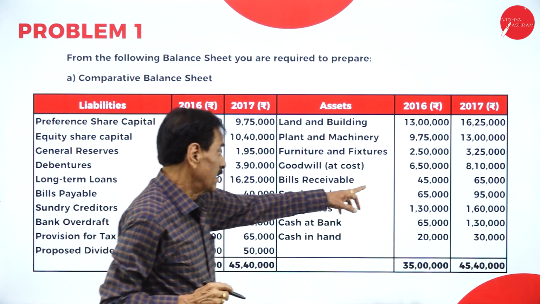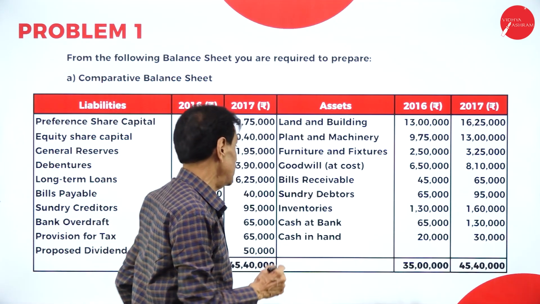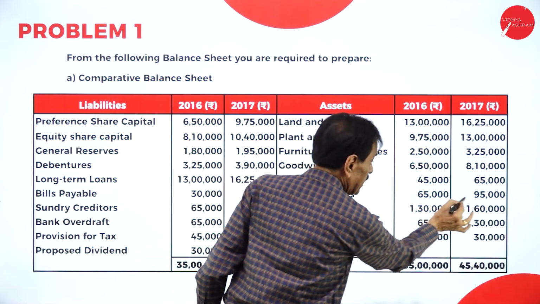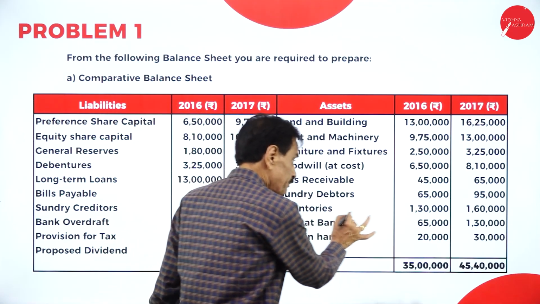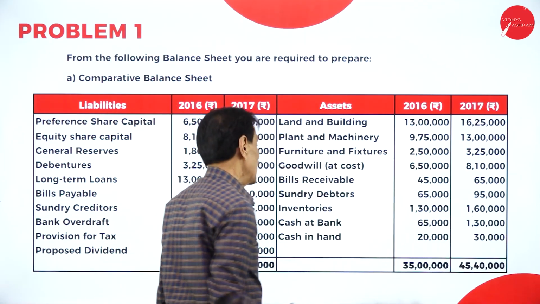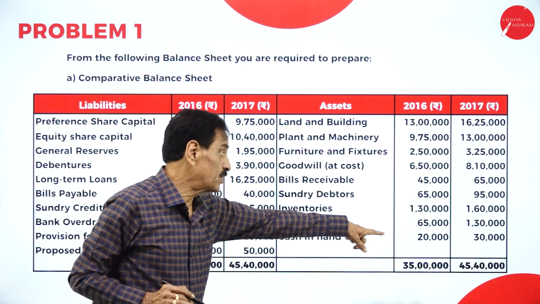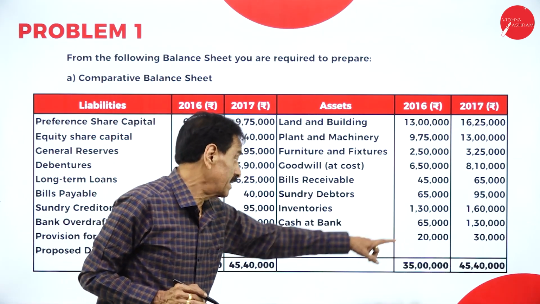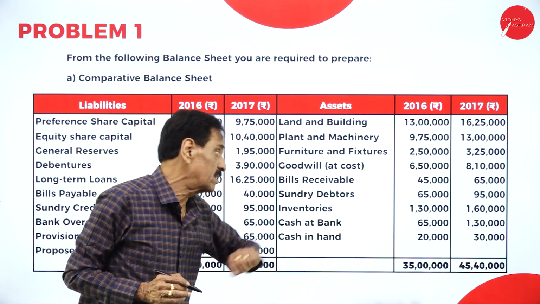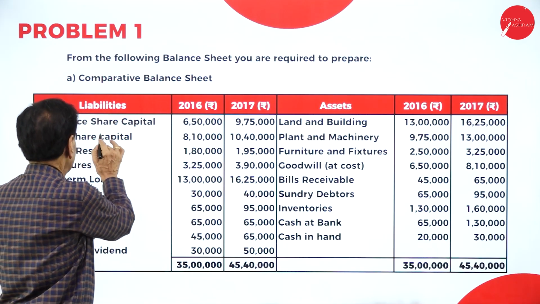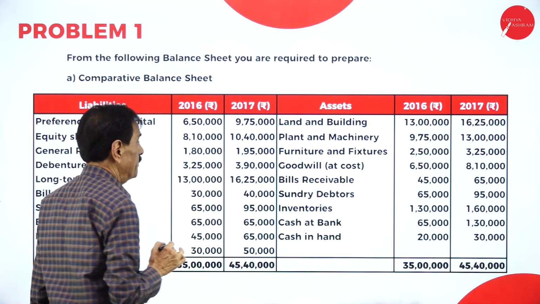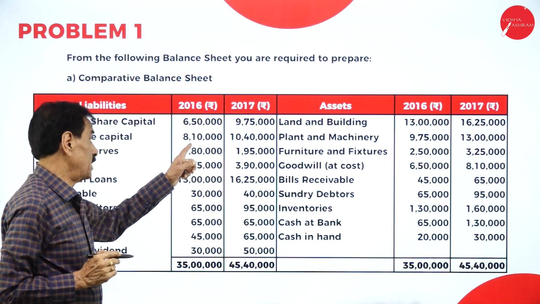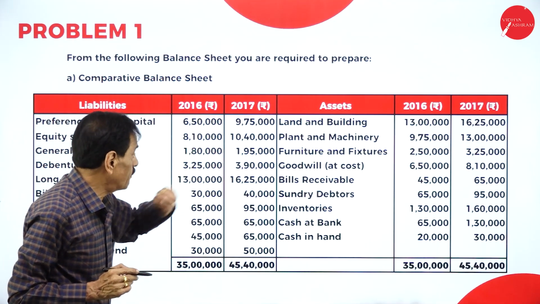Bills receivable 45,000 to 65,000. Current asset, debtors 65,000 to 95,000. Inventory, meaning stock, 1 lakh 30,000 to 1 lakh 60,000. Cash at bank 65,000 to 1 lakh 30,000. Cash in hand 20,000 to 30,000. Here, the preference share capital has increased from 6 lakh 50,000 to 9 lakh 75,000. Equity share capital has increased from 8 lakh to 10 lakh 40,000.